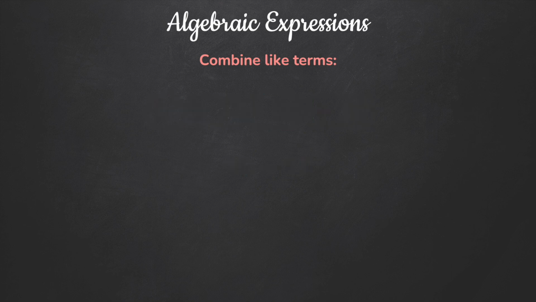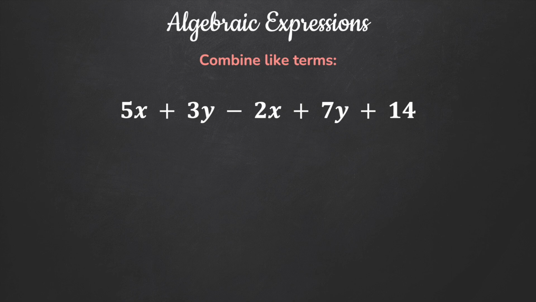Here we have another example, which is 5x plus 3y minus 2x plus 7y plus 14. So let's go ahead and combine like terms. To get us started, let's use 5x and see if we have any like terms with 5x. So the next term is plus 3y, and that variable is different, so those are not like terms.